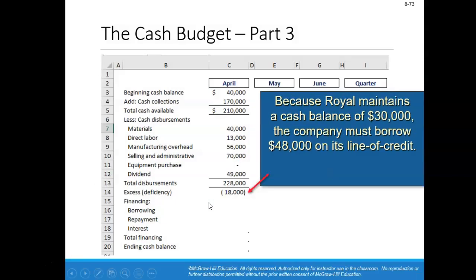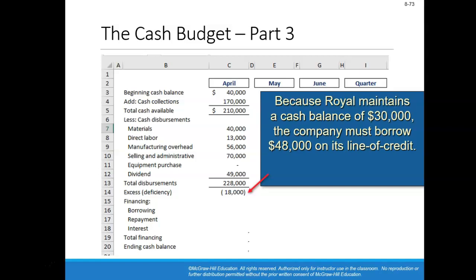What does that mean? We're going to have a deficiency of $18,000 at the end of the month of April. And once again, that's why you prepare a budget, to see whether we're going to have any bottleneck if there would be a deficiency at any time during the period.